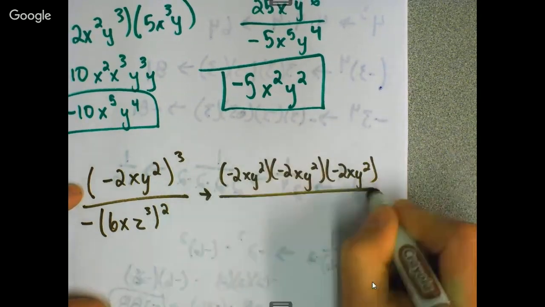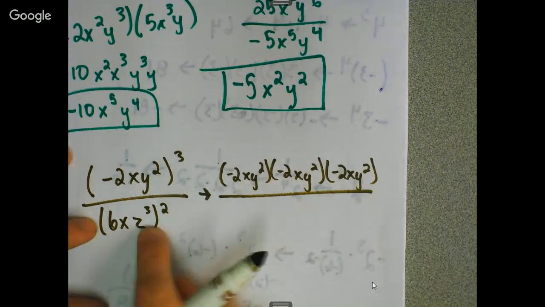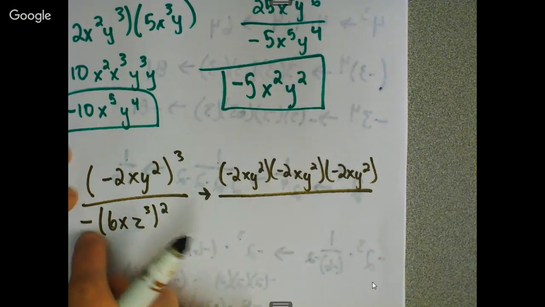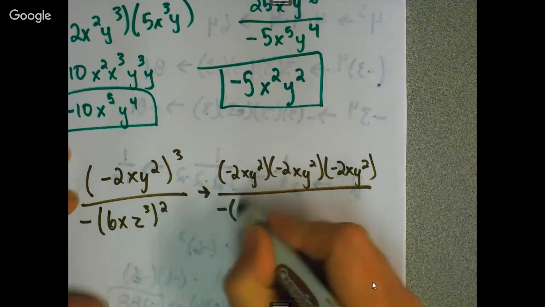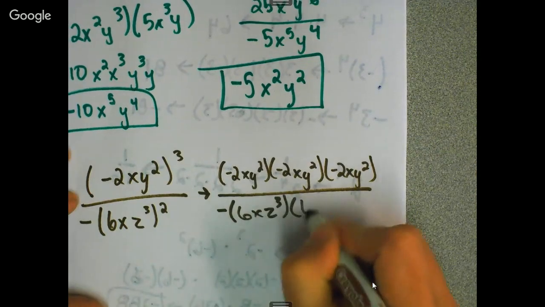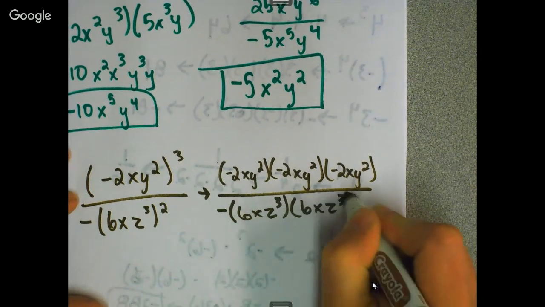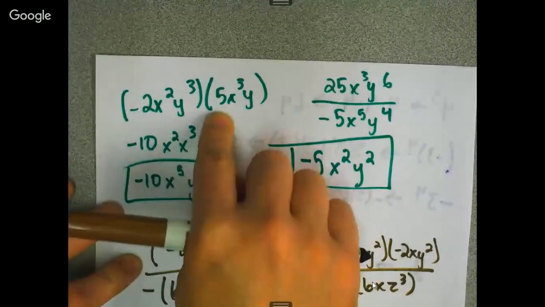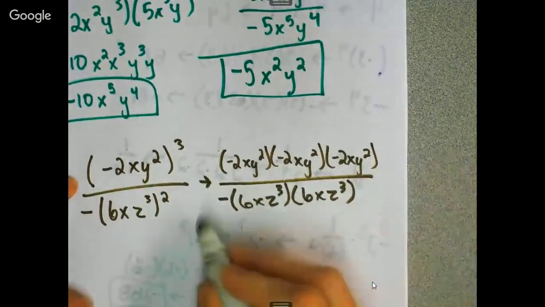Okay, and in the bottom, this in the parentheses appears twice, not the negative out front. So we'll put the negative out front. So 6x z to the third, 6x z to the third. Okay, now we're just like I was up here. We're going to combine what's in the top, combine what's in the bottom.